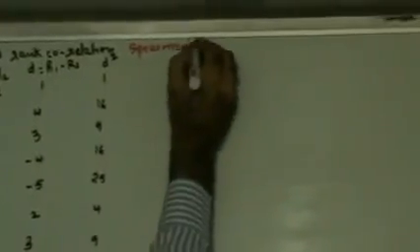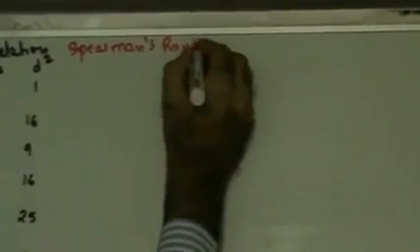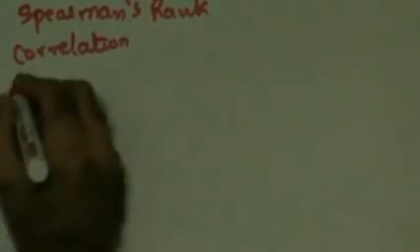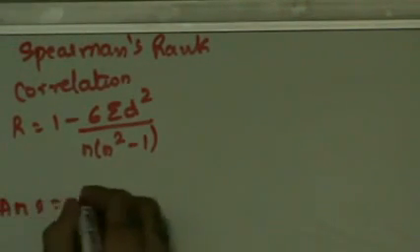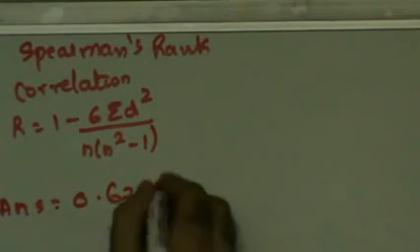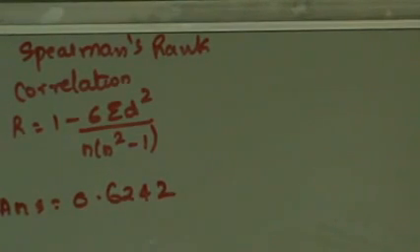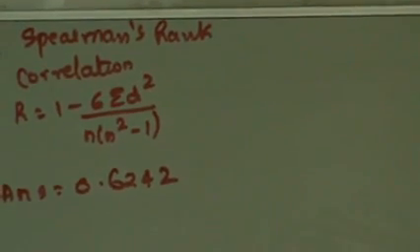How do I solve that? This can be solved using Spearman's rank correlation formula: R is equal to 1 minus 6 times sigma d square upon n square minus 1. You can substitute your values and get the answer. The answer for this should come out to 0.6242. Fine, do we get this thing here? Next, let's see another sum of this kind, guys.